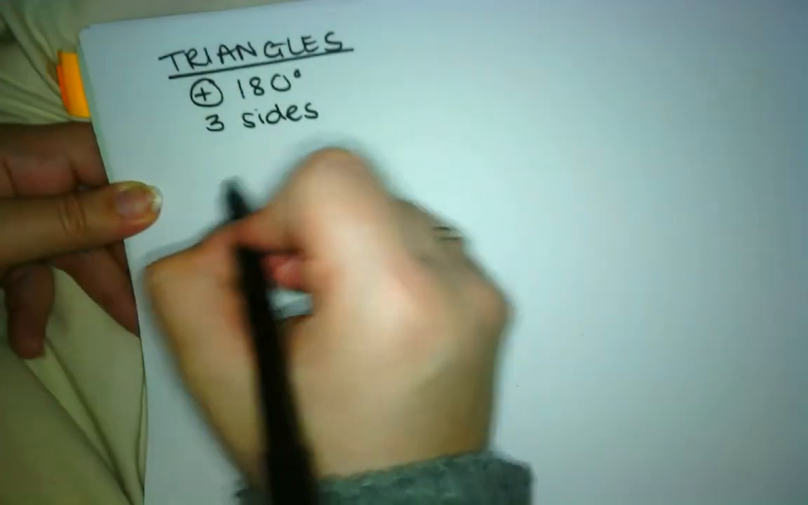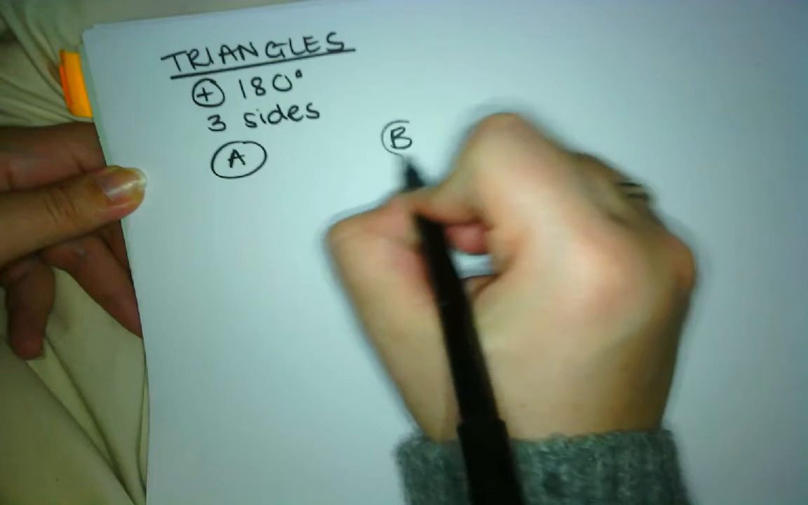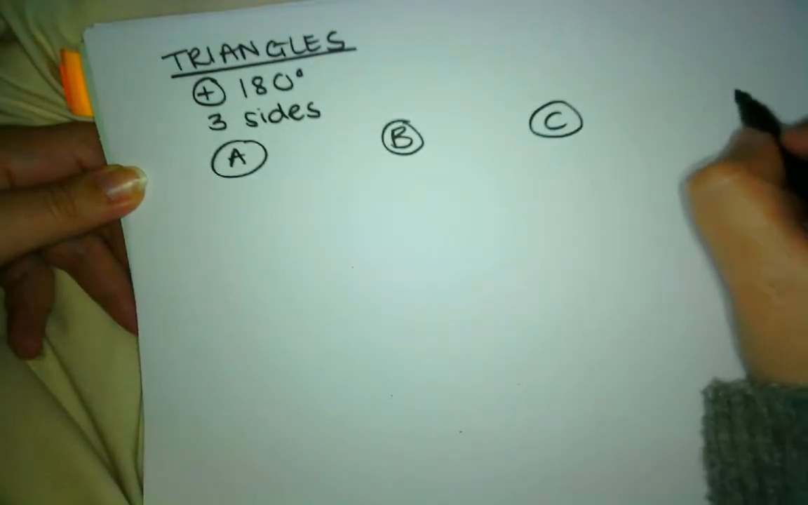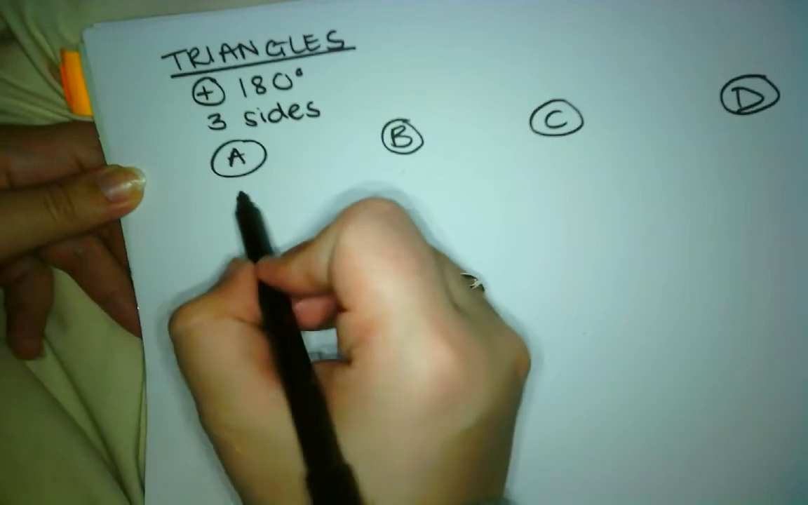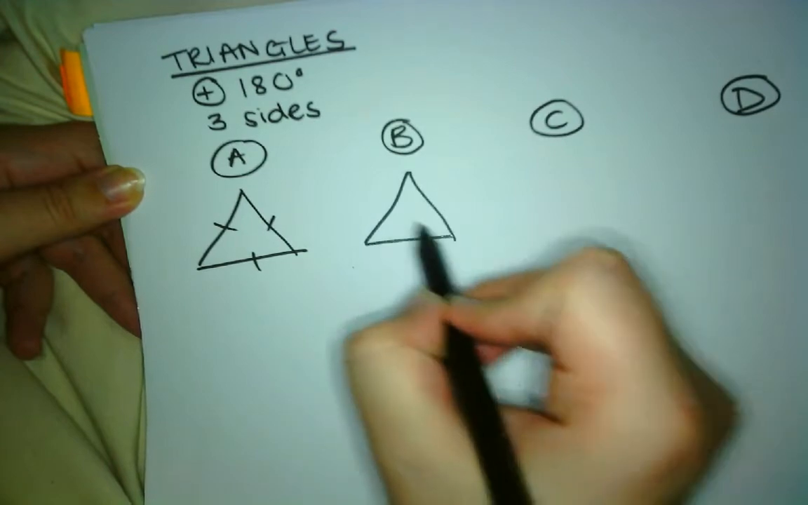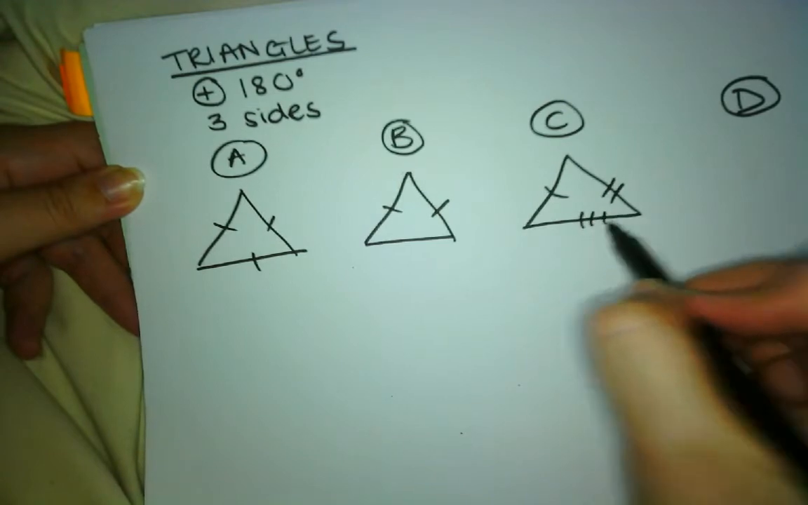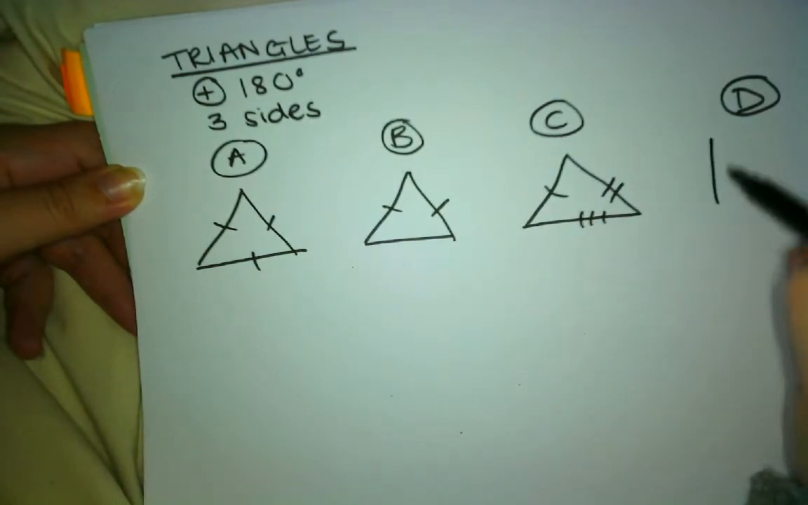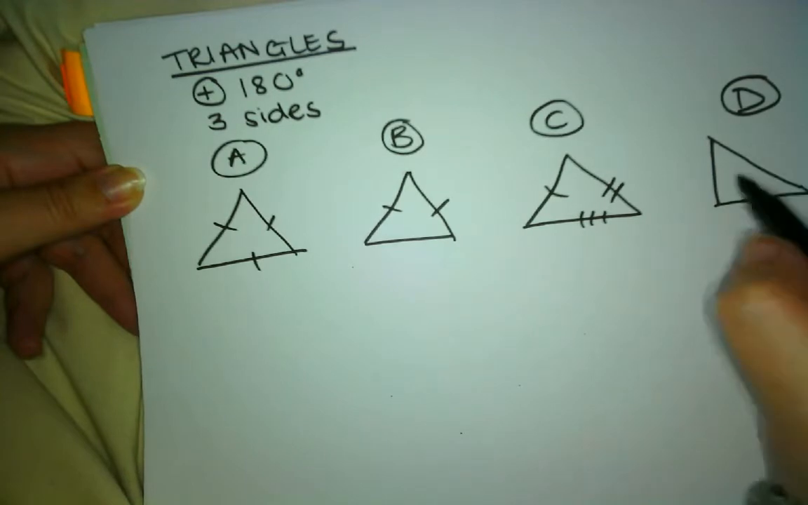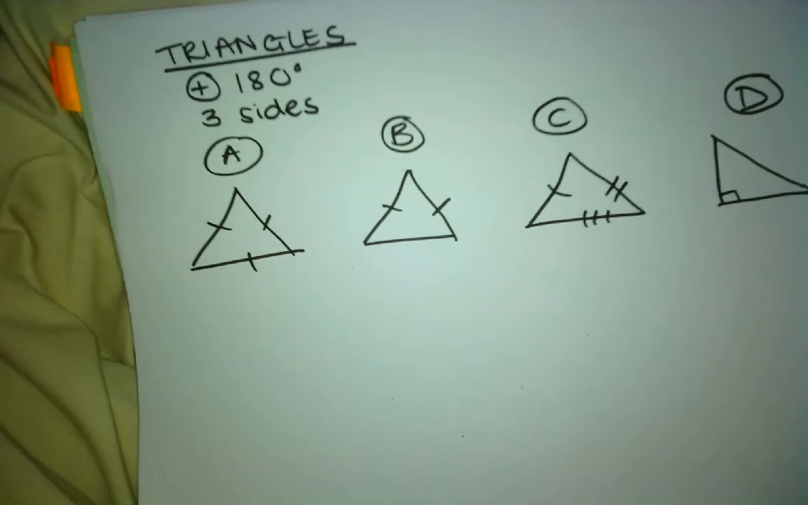Okay, so we've got different types of triangles. So let's make A, B, C, D. We've got this triangle, this triangle, this triangle, and this triangle. First of all I'm going to tell you what they are called. After that I'm going to reiterate the properties of them.